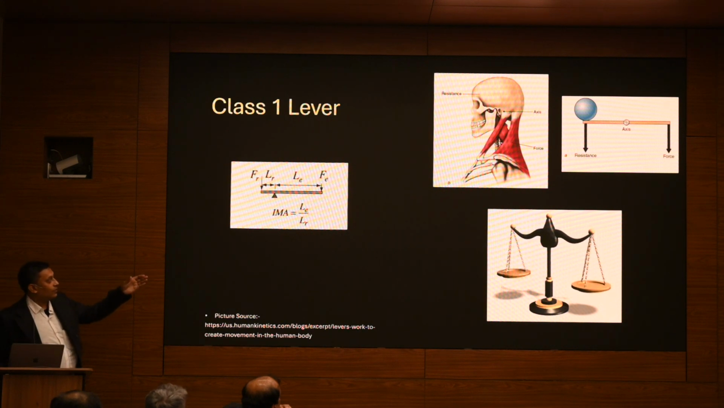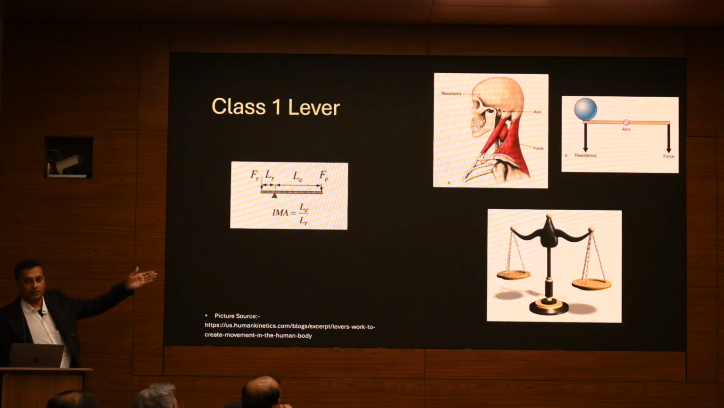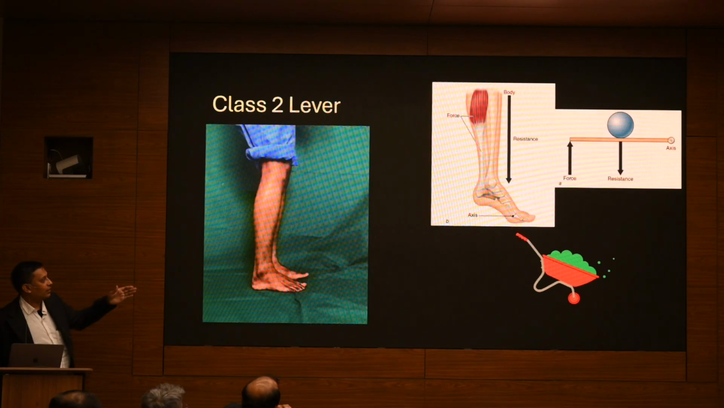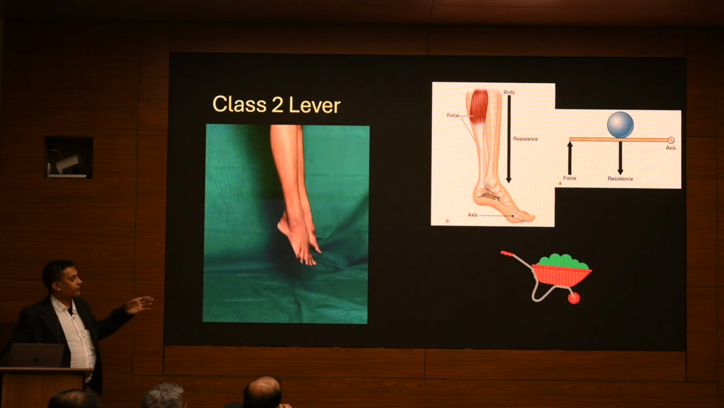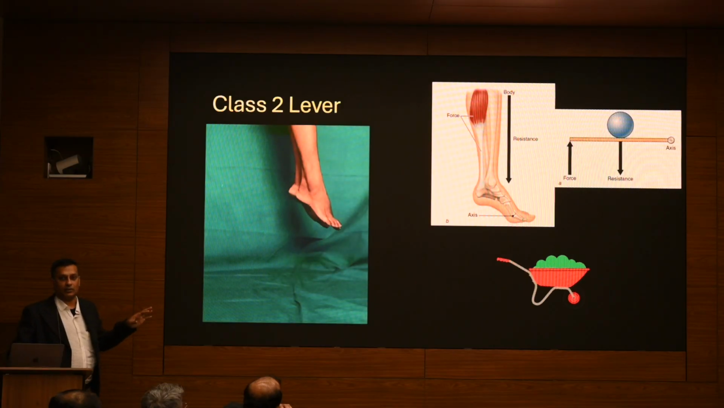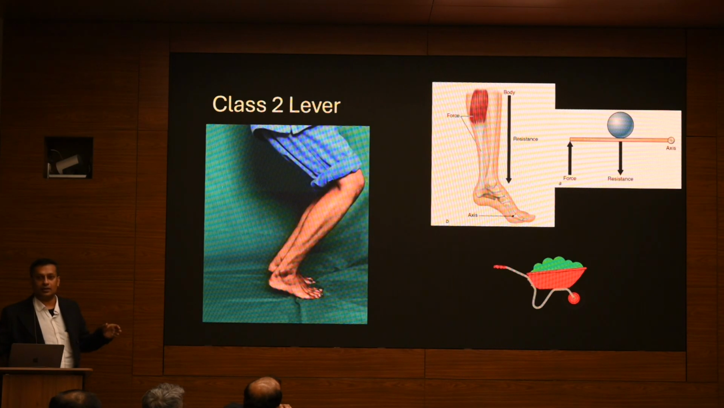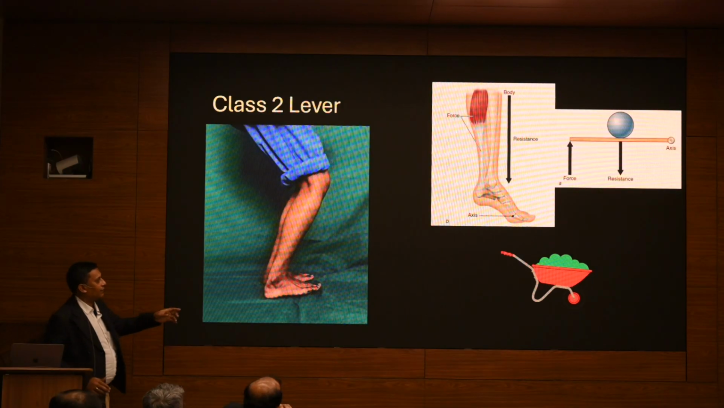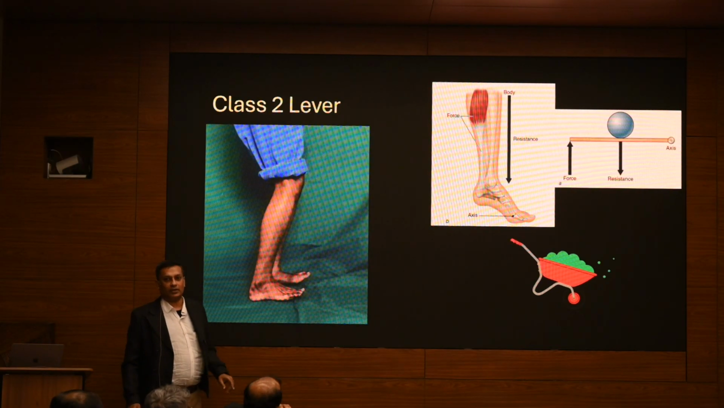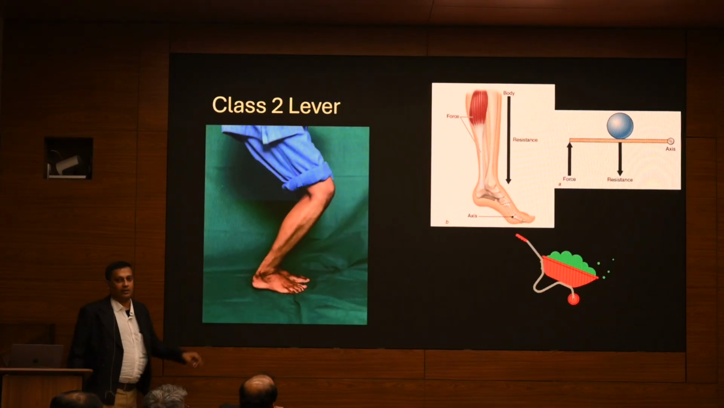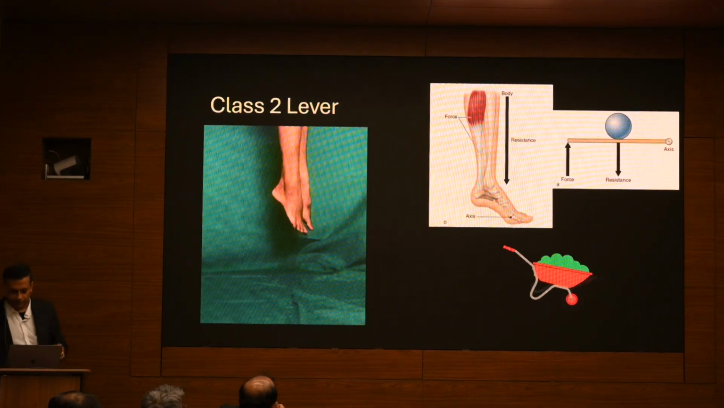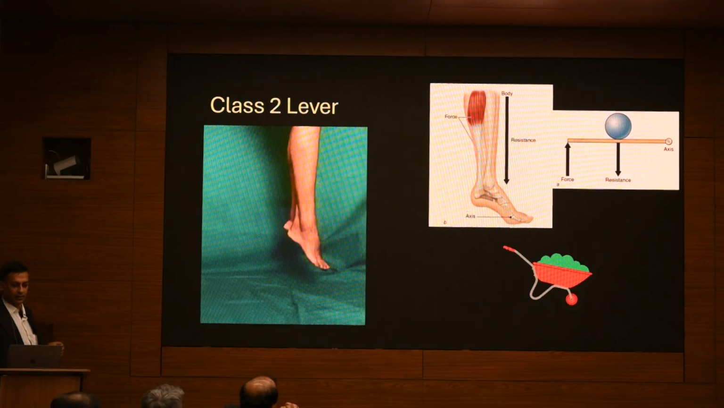So levers can be type 1 levers where the fulcrum is in the middle, or it can be type 2 levers where the load is in the middle. But both of these are very efficient levers because the effort arm is longer than the load arm. Here the fulcrum is in the metatarsophalangeal joint. It's just like the wheelbarrow. So that is how the entire jumping off is achieved.